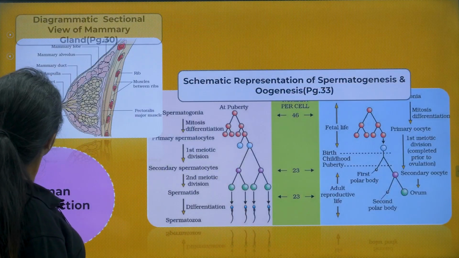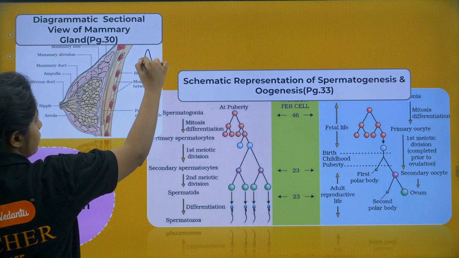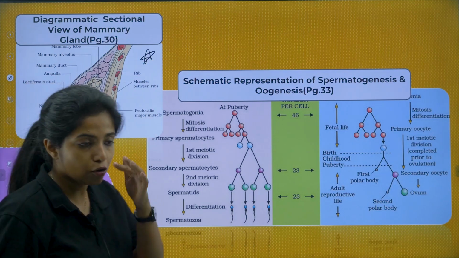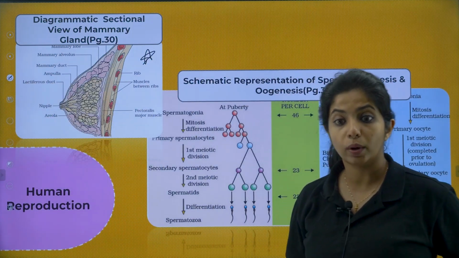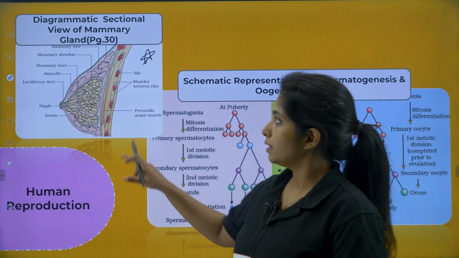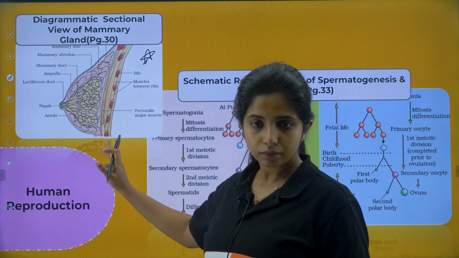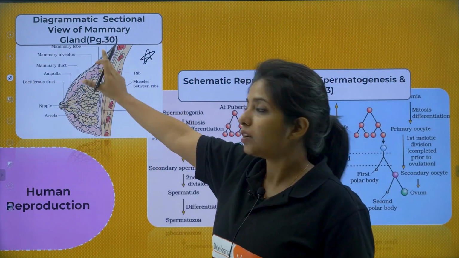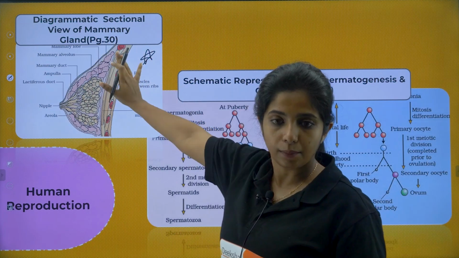Now over here you have this particular diagram to draw as well, which is the structure of the mammary gland. I have drawn it in the Brahmastra series. Just go and watch it once. Okay, it is really important. They might ask you to draw it. Diagrammatic sectional view of mammary gland on page number 30. Put a star mark up over there.